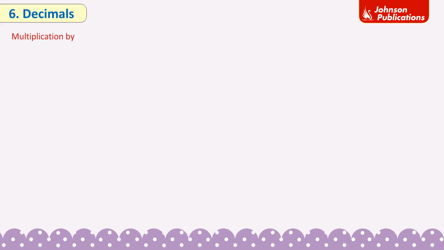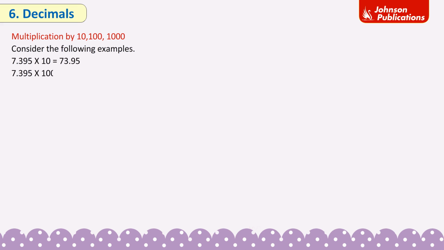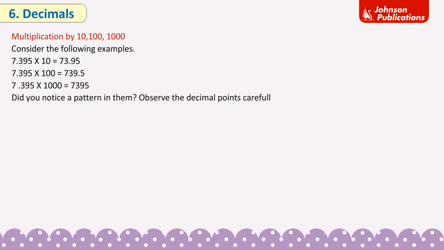Multiplication by 10, 100, 1000. Consider the following examples. 7.395 multiplied by 10 is equal to 73.95. 7.395 multiplied by 100 is equal to 739.5. 7.395 multiplied by 1000 is equal to 7395. Did you notice a pattern in them? Observe the decimal points carefully. Multiplying by 10 shifts the decimal point one place to the right.